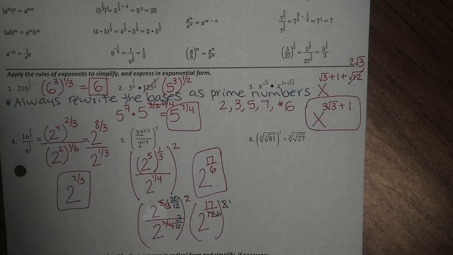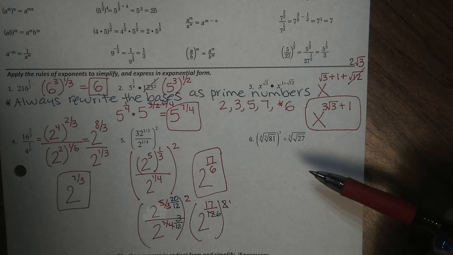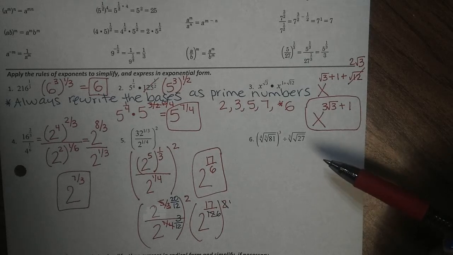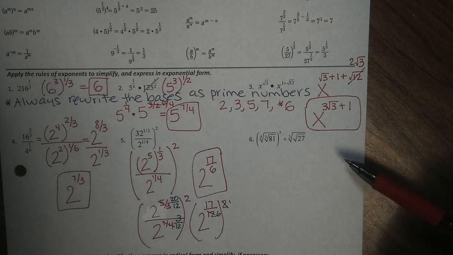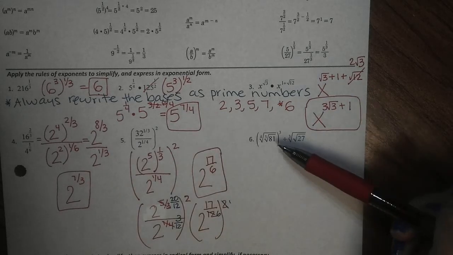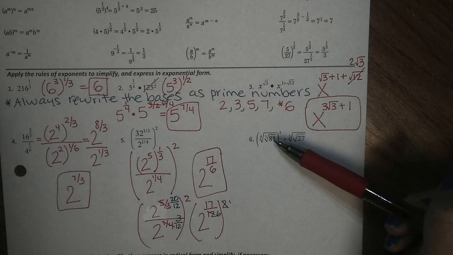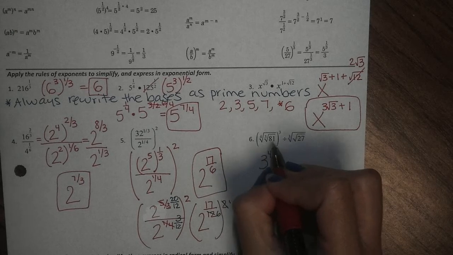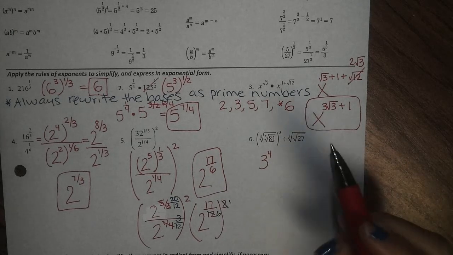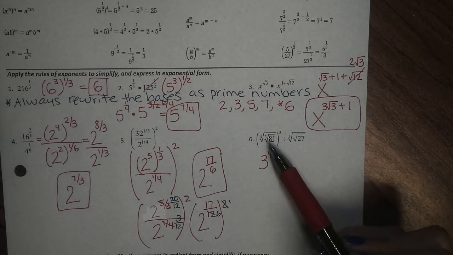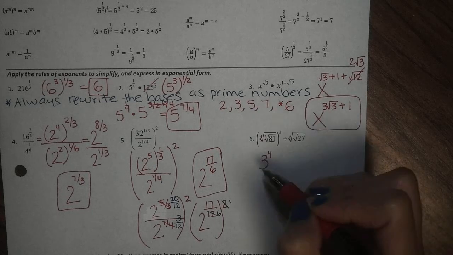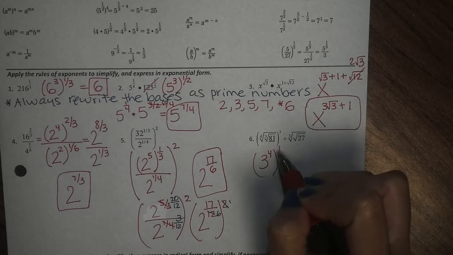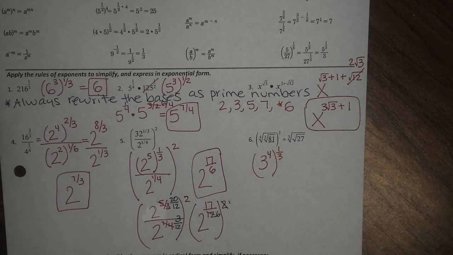Okay, number 6. This one's a little crazy, but what I'm going to do is first write the bases as prime numbers. So instead of writing 81, you need to recognize that as a quartic, 3 to the 4th. So 3 to the 4th, that's 81. Now that's being cube rooted. So instead of writing it as a cube root, I'm going to write it as a fractional exponent, and that's what we did on Tuesday. Or on the do now, I showed you that formula.